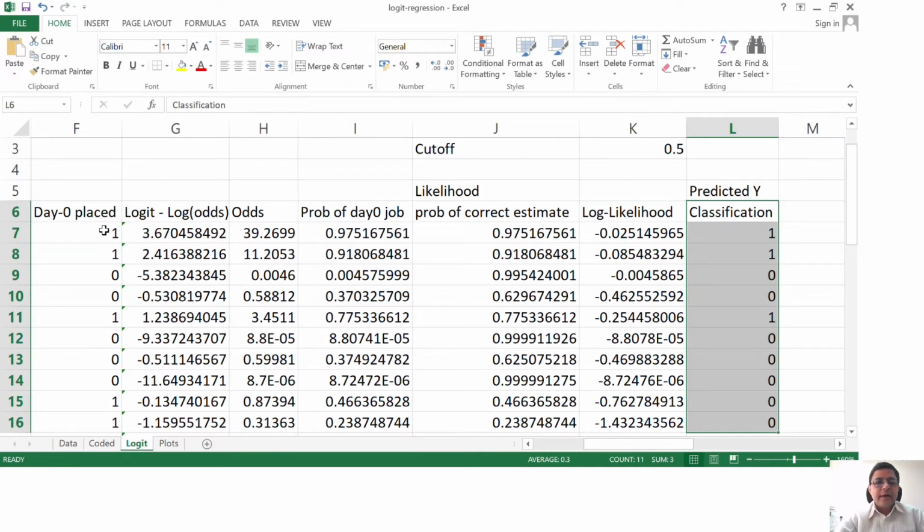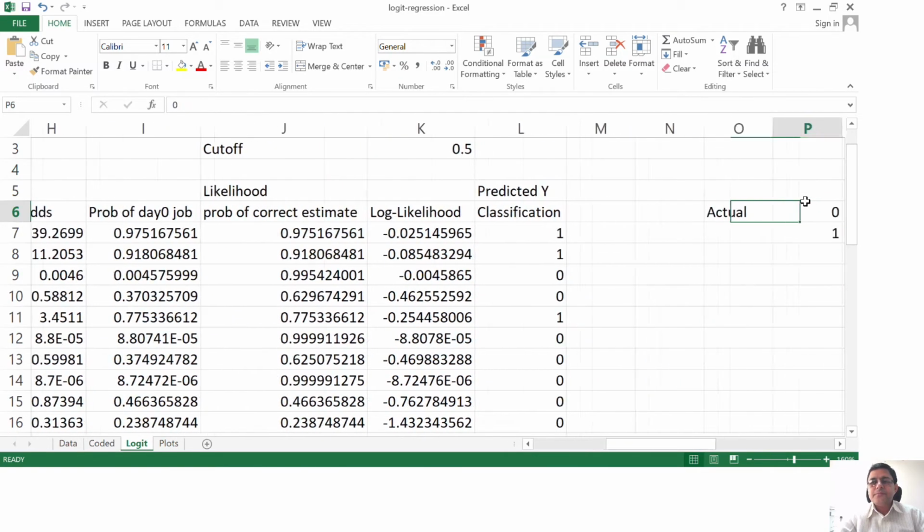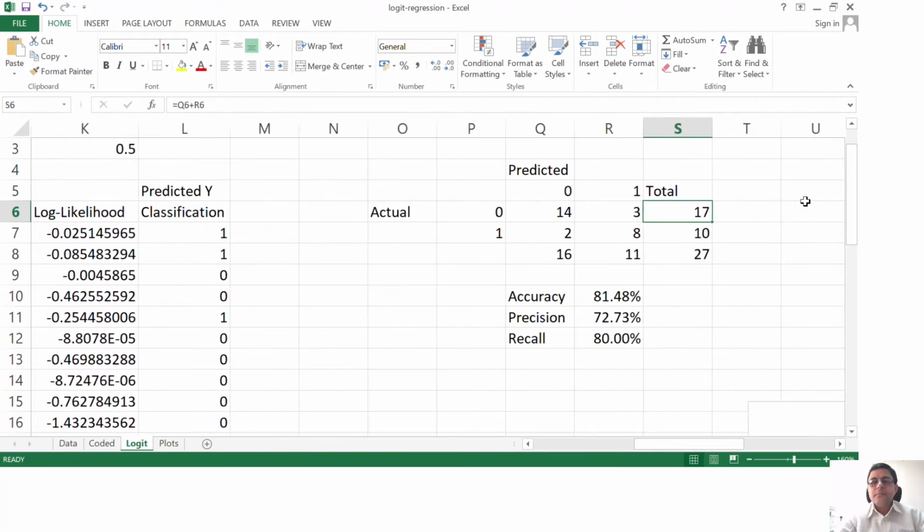So once again, these are our observed values of y, and these are our predicted values of y. Let us actually do this. Predicted values can be 0 or 1. Actual observed values can be 0 and 1. From the data you can verify, it's only 27 values, that when y was actually 0, how many times did we actually predict that y will be 0? 14 times.